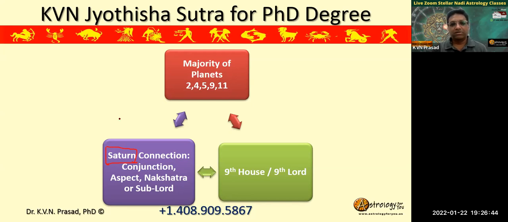So if somebody's ninth house or ninth lord is, let's say, Moon, if Saturn is aspecting Moon. Okay. We'll see an example, right? So is it clear?